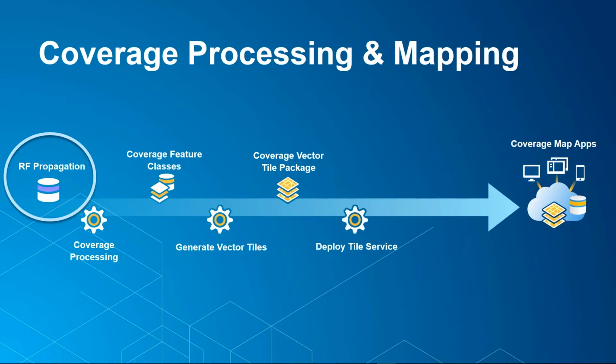Then that service can be deployed into a web map, which you can modify the color scheme, you can modify the filtering on it to create different types of coverage maps. And once you have that map styled accordingly, then using a variety of out-of-the-box Esri applications, you can configure different business solutions.